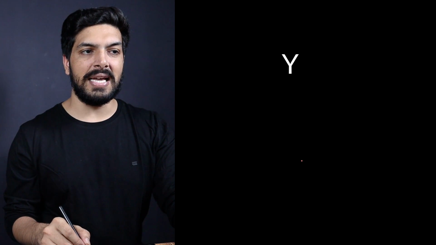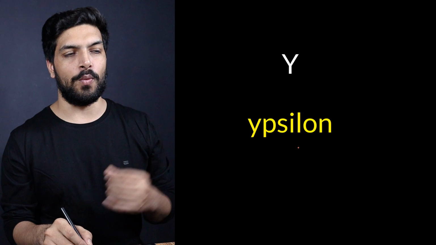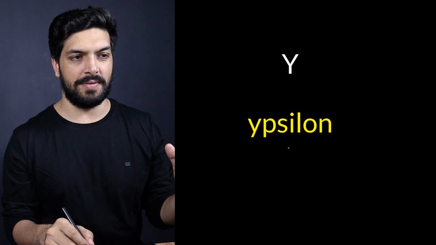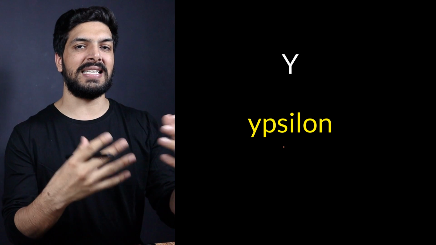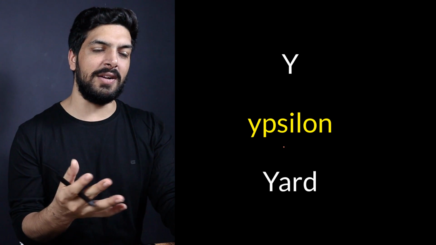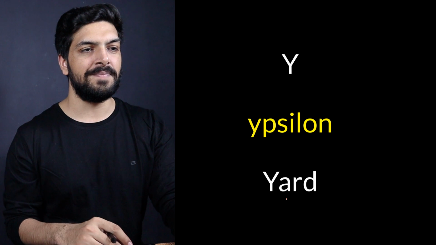Then comes Y. No English word has that sound, epsilon. Y completely is called epsilon. I understand there are many syllables in here, but Y is pronounced as epsilon, and in a word itself is pronounced as Y. So this is yard, as in yard, right?